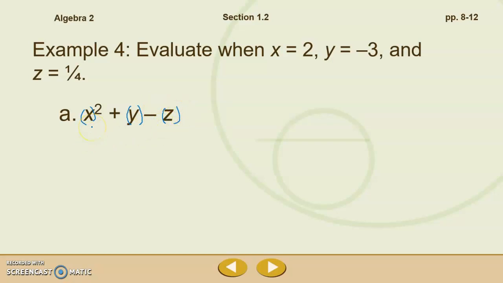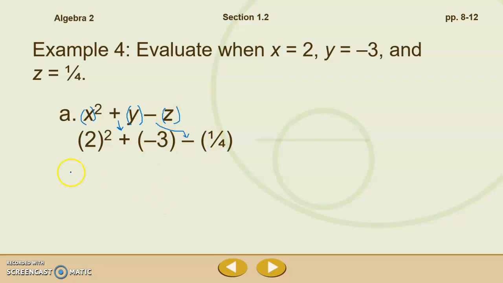So let's go ahead and substitute in. For the x, we have a 2 squared. For the y, we substituted in negative 3. Notice we didn't change our sign here. We're not substituting for the addition and subtraction sign. We're only substituting for the letter. So use those parentheses. And then instead of z, we have 1/4.